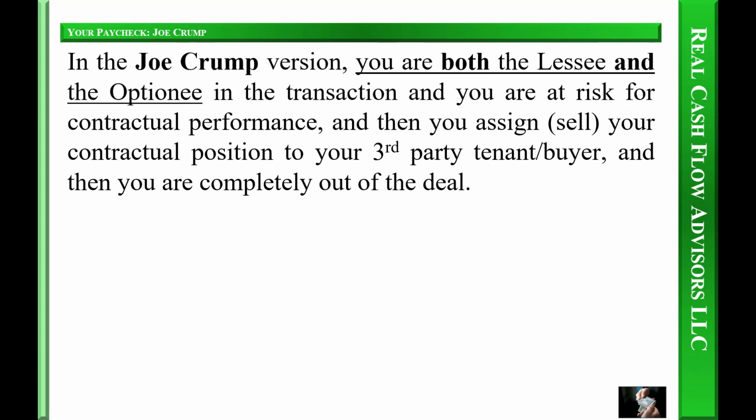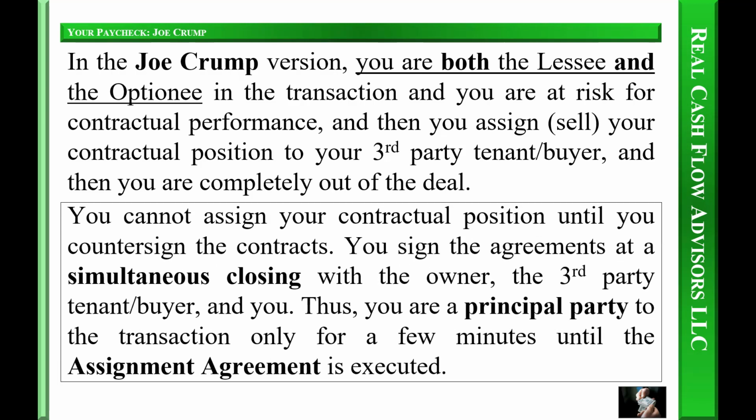In the Joe Crump version, you are both the lessee and the optionee in the transaction, and you are at risk for contractual performance, and then you assign, that is, you sell your contractual position to your third-party tenant buyer, and then you are completely out of the deal. You cannot assign your contractual position until you countersign the contracts. You sign the agreements at a simultaneous closing with the owner, the third-party tenant buyer, and you. Thus, you are a principal party to the transaction only for a few minutes until the assignment agreement is executed.